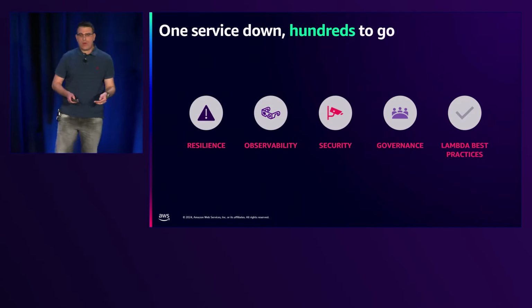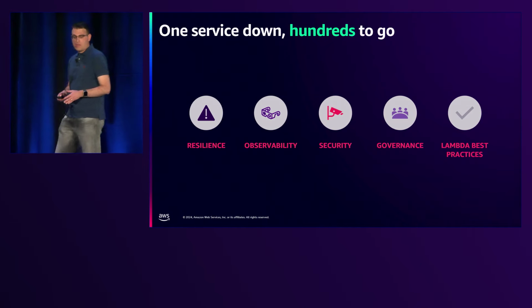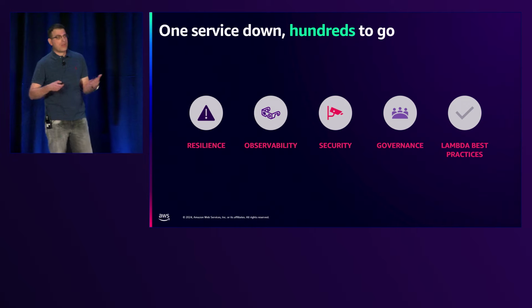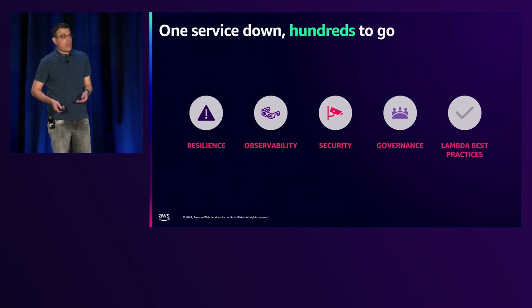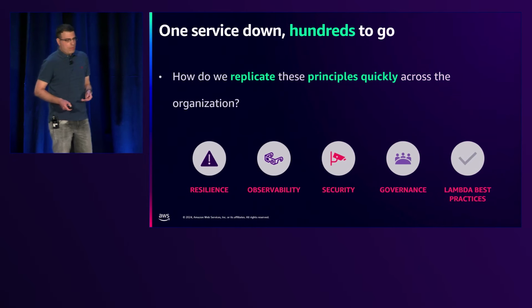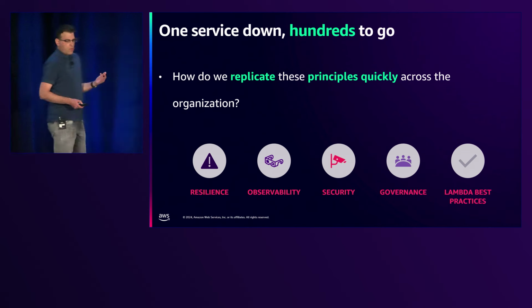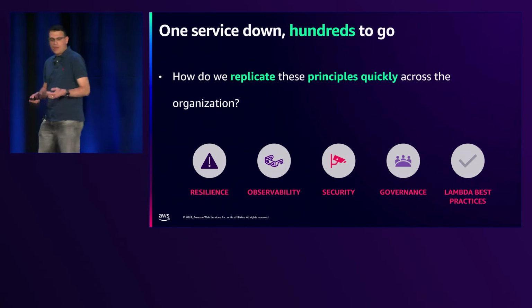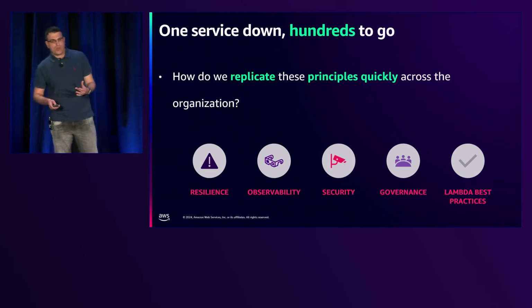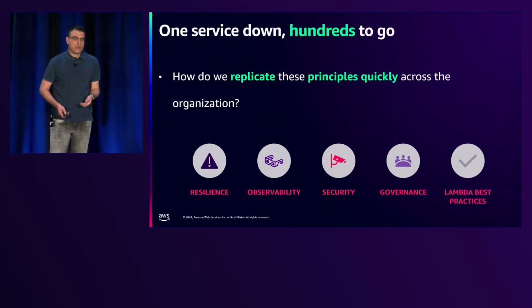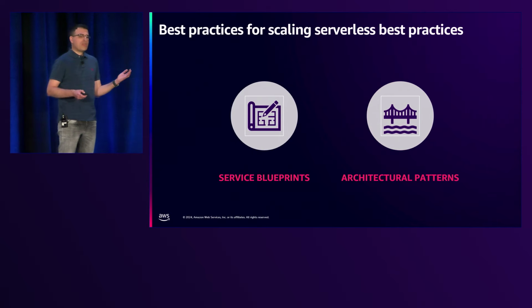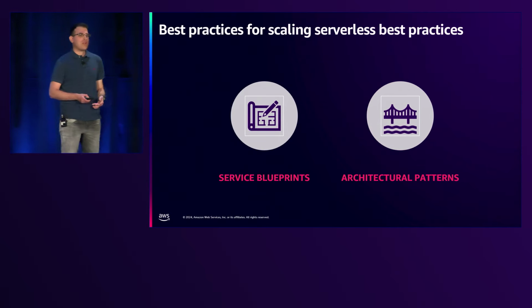And for us at CyberArk, when we got one service, we understood that we need to build more. We were building a SaaS, so we had like hundreds of services to build. So we asked ourselves, how do we replicate these principles, the resilience, observability, security, governance, Lambda best practices? How do we replicate all these principles quickly across the organization? Or in other words, what are the best practices for scaling serverless best practices?